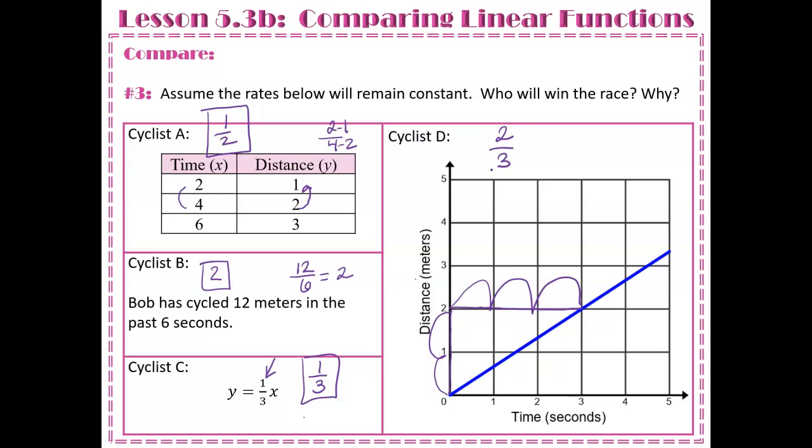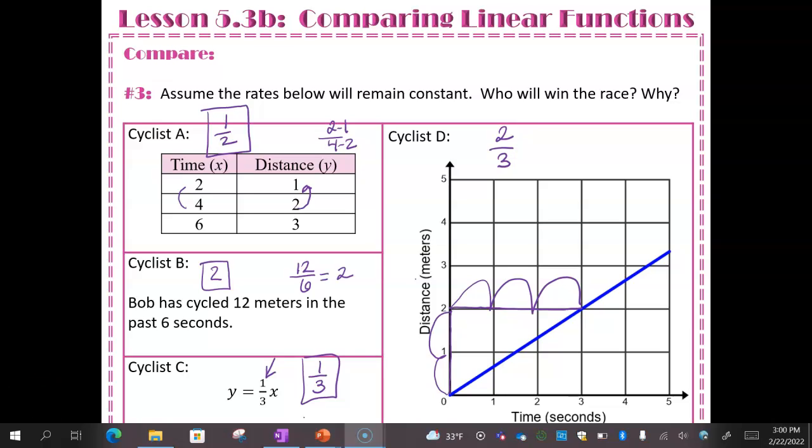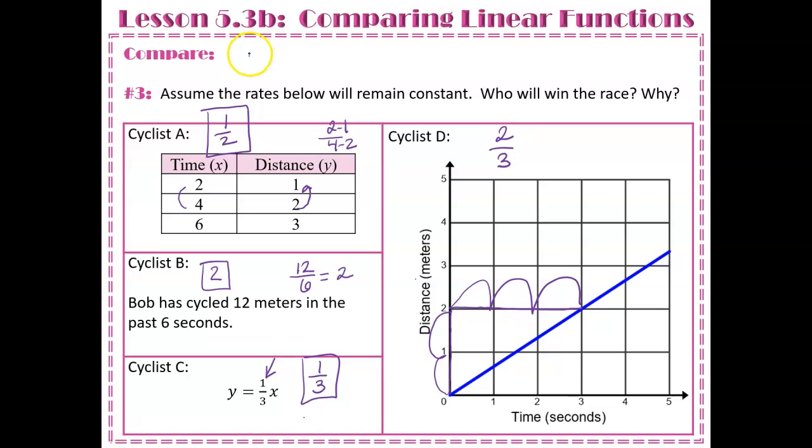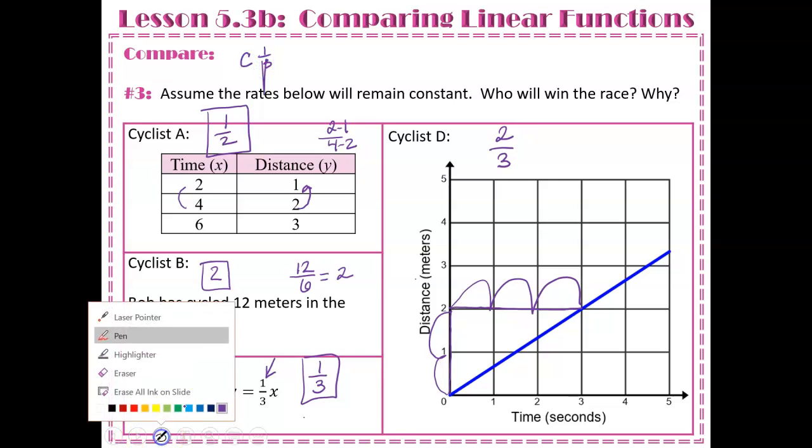So who's going to win the race? Well, cyclist B has the highest rate, so they're going to win. But I think that your packet says put them in order from slowest to fastest. That means they make the furthest distance in the longest time. So the slowest would be cyclist C with a 1/3. That's their rate. And let me fix that.